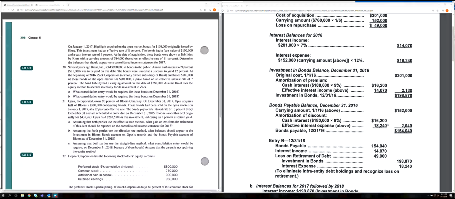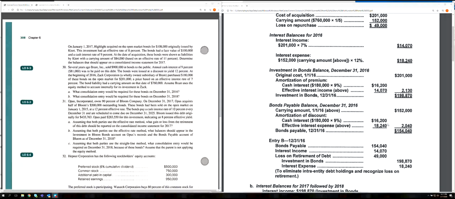The effective interest income, we already calculated that above. That's what they're going to report on their income statement, $14,070. So that means that they are amortizing a portion of that premium. The difference between those two numbers, that's how much they're amortizing of the premium. That's $2,130. And what that should do is cause that initial carrying value of the investment, the 201, to start to fall. It should be getting closer to the original cost of the loans, which is 180. So it should be getting closer and closer to 180.